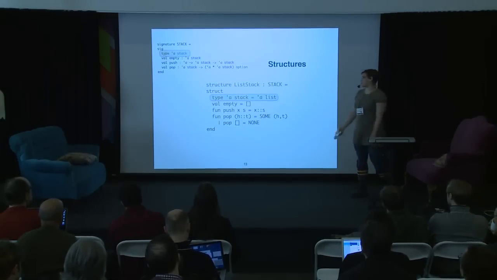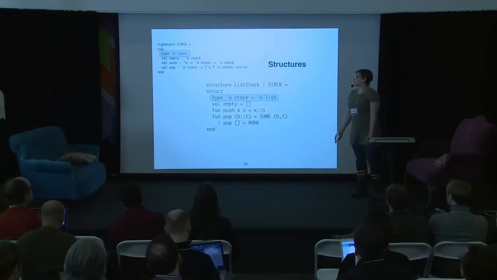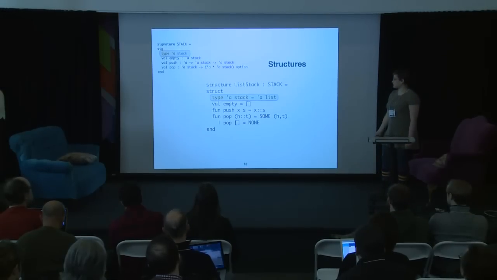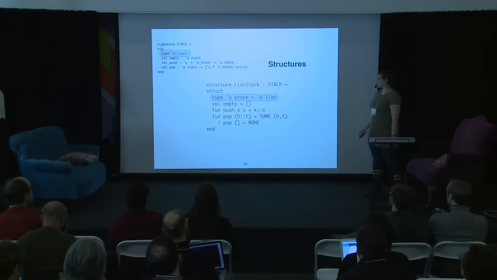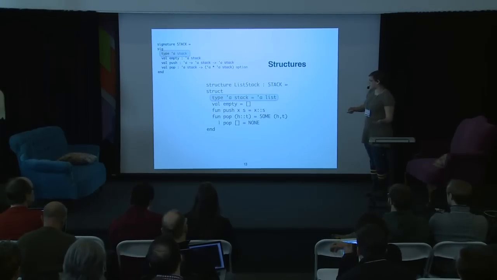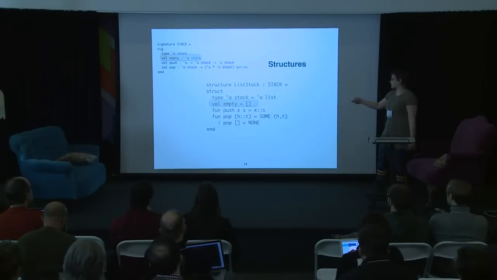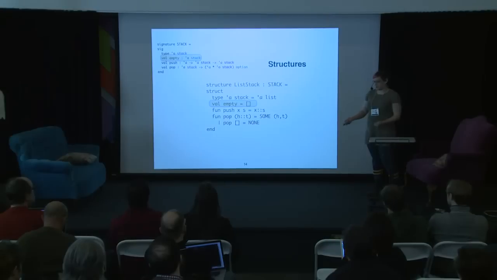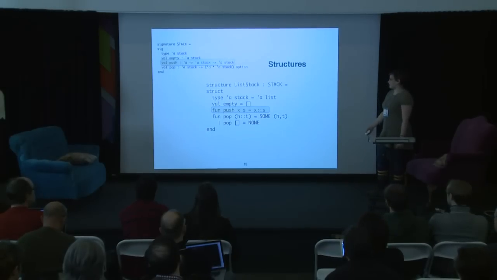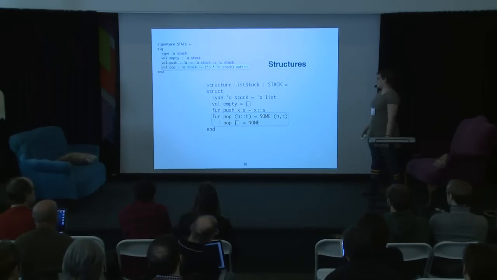So let's look at a concrete implementation of our stack type. For a pretty simple example, we'll choose to implement this stack as a list. So in our structure, we give a concrete definition of the alpha stack type as alpha list. Then our empty value has to match that concrete type that we gave, and we'll give it the empty list. Push is just cons, and for pop, we'll do the obvious thing, right?